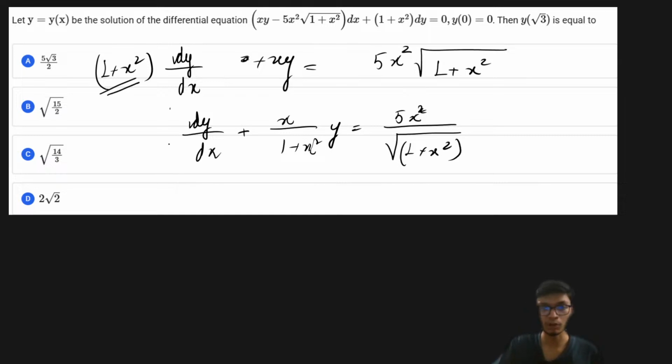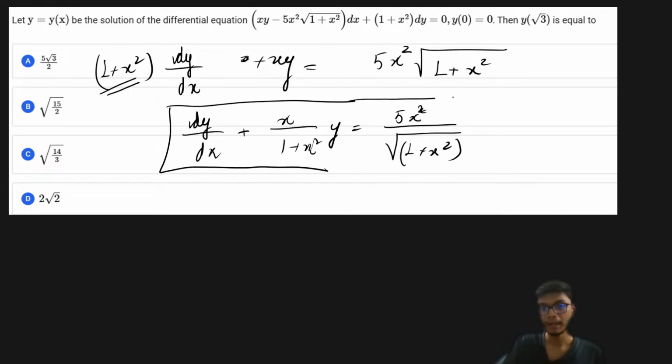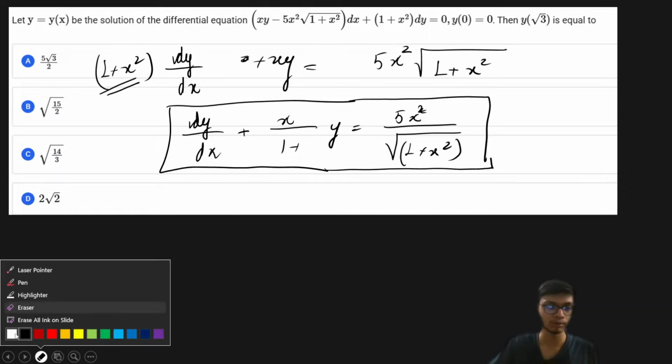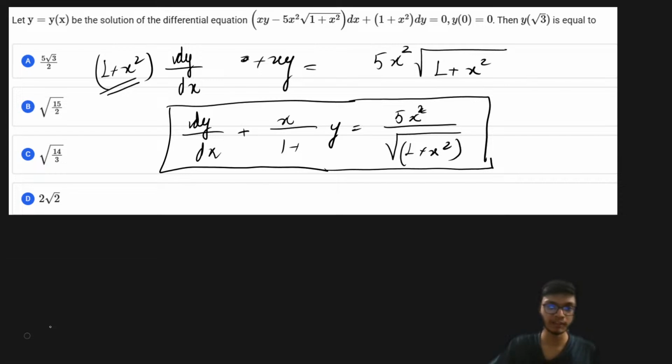Now, from here, the solution to the problem is very, very simple. I would request all of you to please try to solve this and let me know the answer. Once we have the first order differential equation, just find the integrating factor, and the solution is y into integrating factor is equal to integration of Q of x into integrating factor dx. That's the solution. Please try to solve this part and let me know the solution.